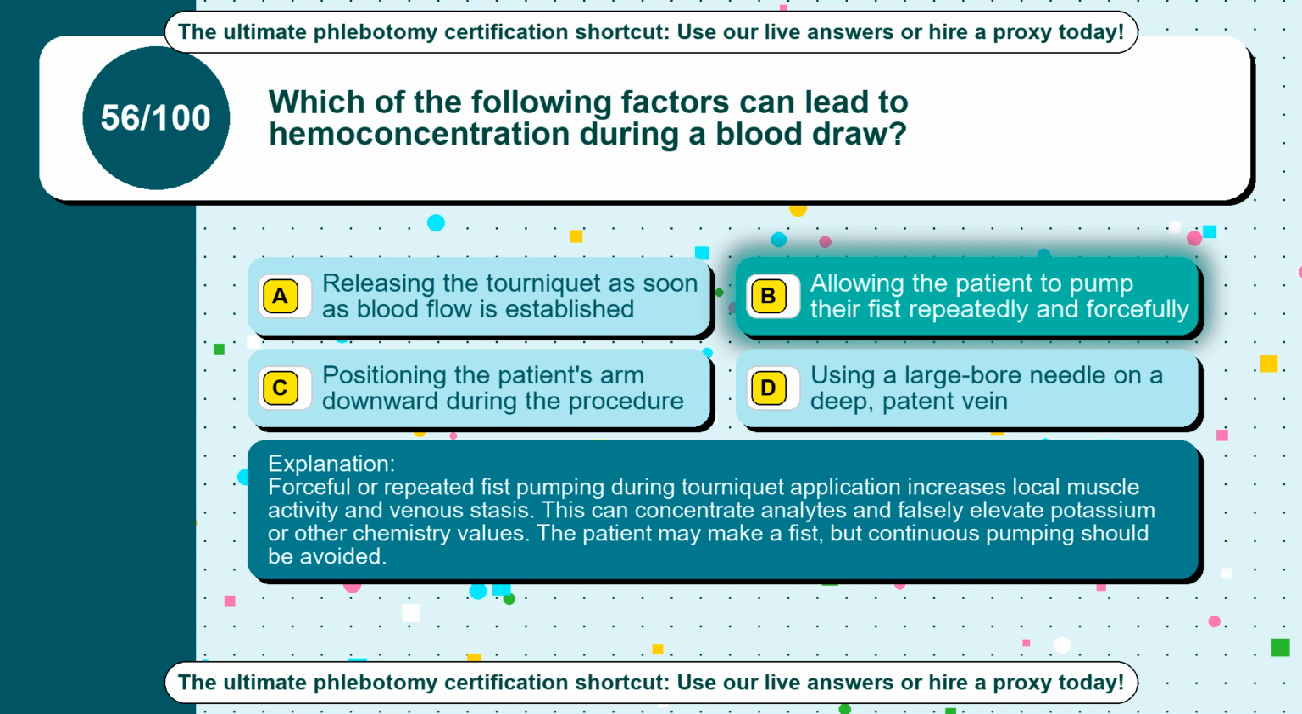Forceful or repeated fist pumping during tourniquet application increases local muscle activity and venous pressure. This can concentrate analytes and falsely elevate potassium or other chemistry values. The patient may make a fist, but continuous pumping should be avoided.